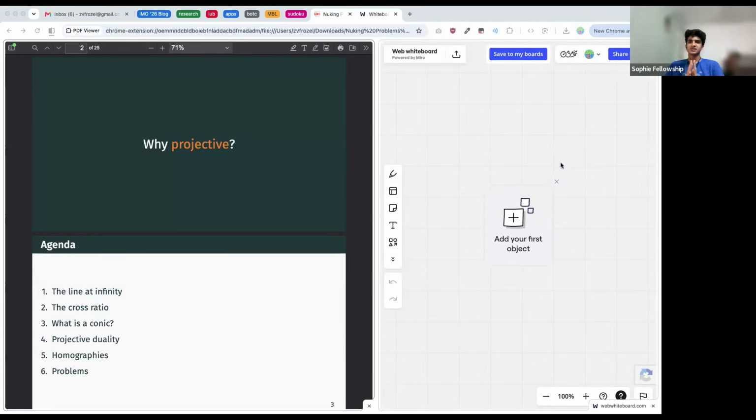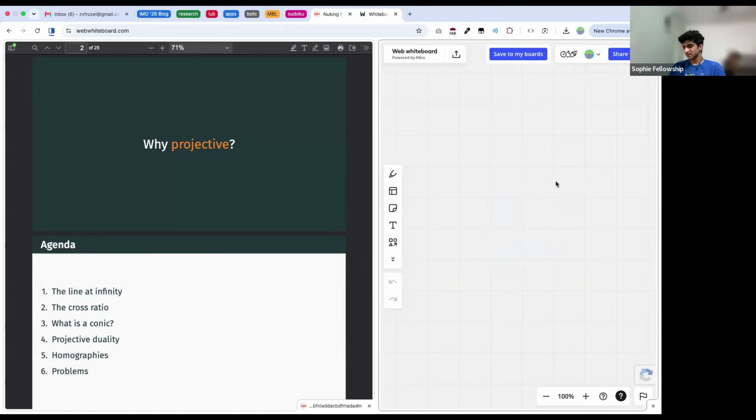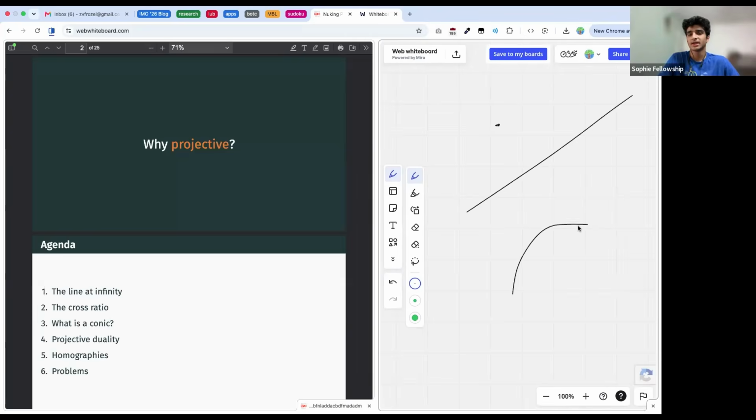Before we start, we're gonna just talk a little bit about how we usually do geometry and why projective is just a better way of doing geometry. So geometry is said to be all about points, lines, and circles. Okay, you have points, you have lines, and you have circles. And what we're gonna do is just say that circles are not important for now, and we're only gonna deal with points and lines.